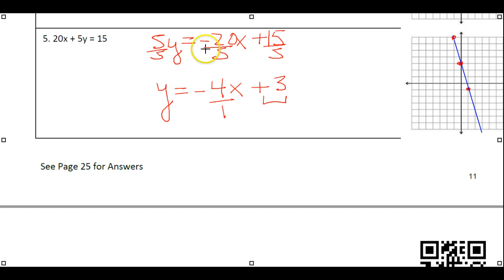Okay, so we have 2 ways of graphing when they're in standard form. If we're not going to get fractions, we could use that special x and y-intercept T-chart. If it looks like we're going to get fractions, we can solve it for y and use slope-intercept.